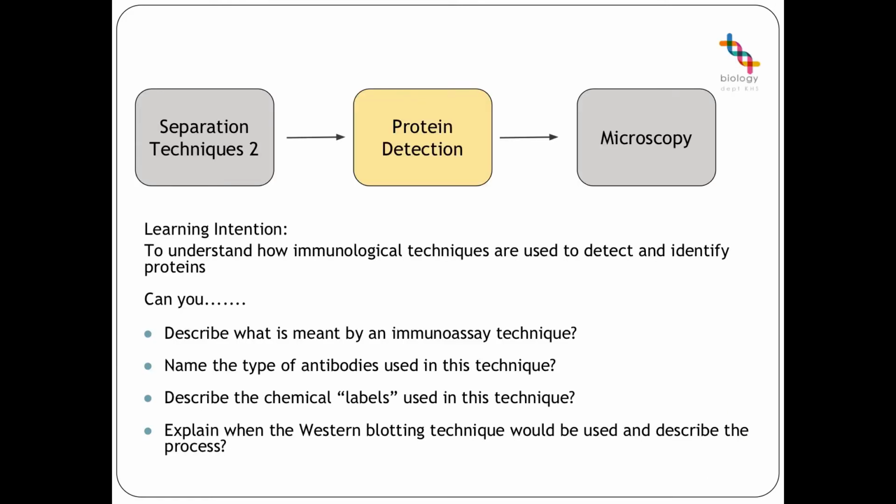When we consider protein detection, we are mostly using immunological techniques, and these are used to detect and identify proteins. What's expected from you is to be able to describe what we mean by an immunoassay technique, to name the type of antibodies used in this technique, describe the chemical labels that are used in this technique, and explain when the Western blotting technique would be used and describe the process.